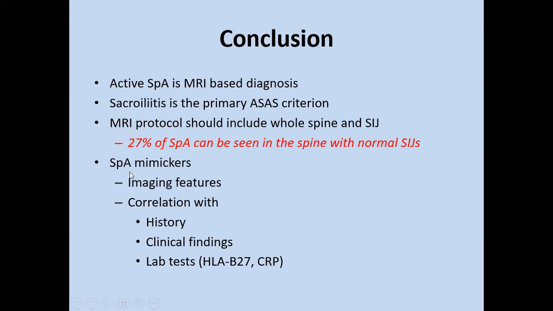And always remember that there are mimickers for SPA, such as osteitis condensans ilii and DISH, and how we can differentiate those radiologically. And in case there is any overlap or uncertainty about the diagnosis, always refer to the history and all the lab tests as well.